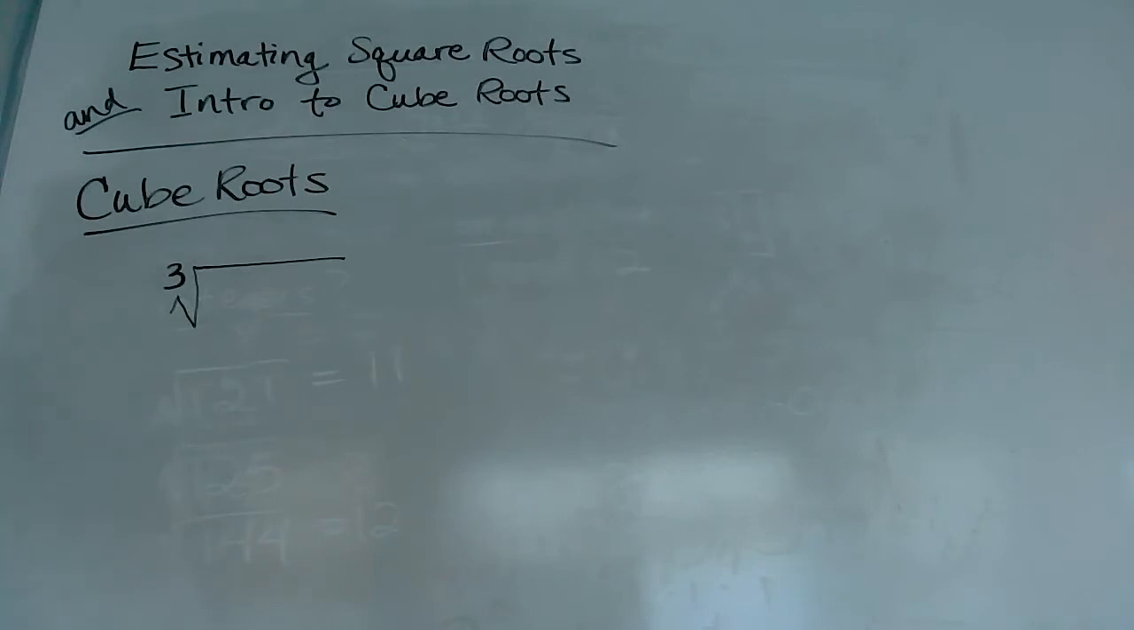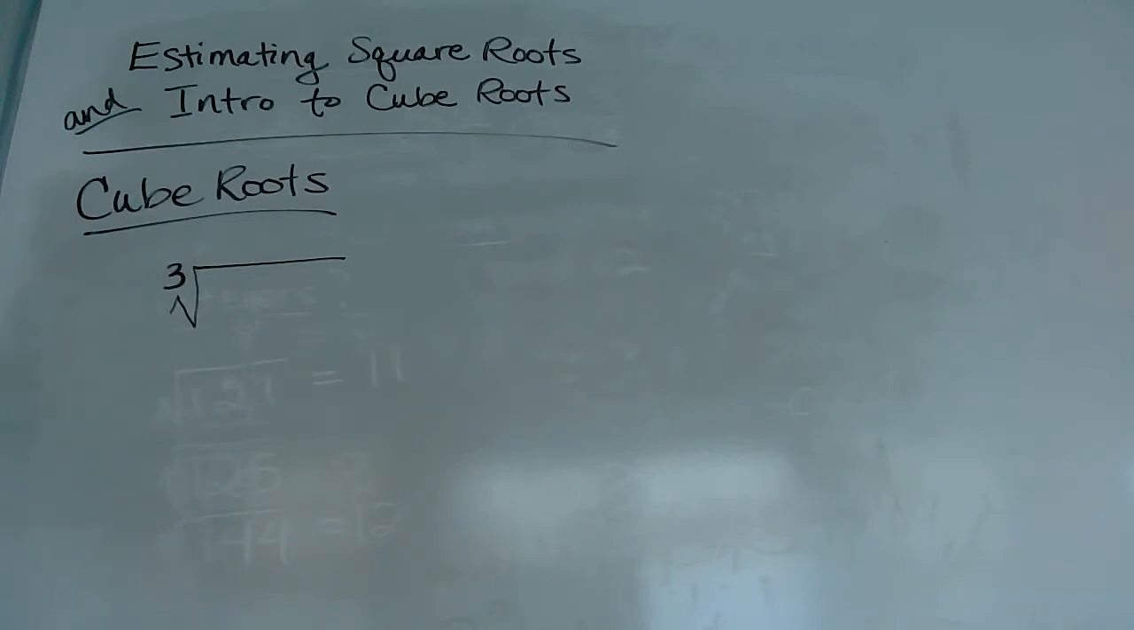Just like square roots are represented by a 2 because you can make a two-sided figure a square, a cube root is a 3 because it's a three-dimensional figure. All sides are the same. So that's why it's called a cube root, not a third root. You could call it a third root, but for some reason we just call it a cube root.